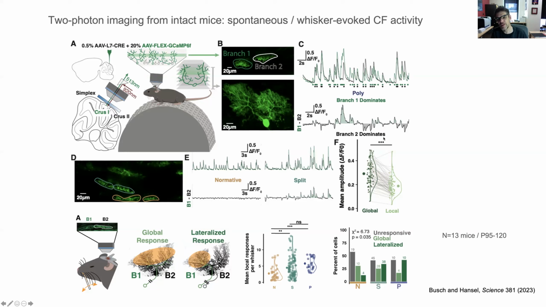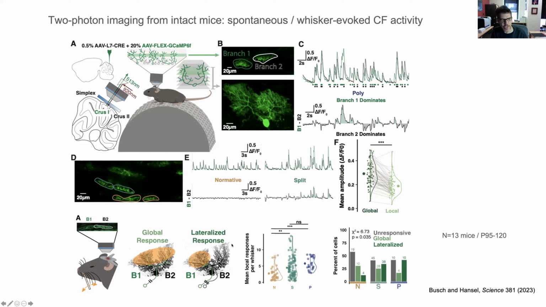And it's even more clear if we do the same in a normative cell. Then you see this subtraction leads to a flat line. In a split cell, we also get a little bit more of a distinction, although it's not quite as clear as here. And overall, we find that the local responses are a little bit smaller in amplitude than the global responses, but they are still quite sizable.